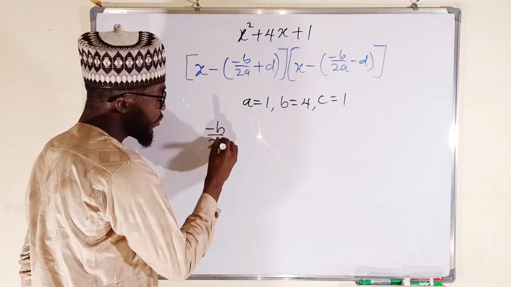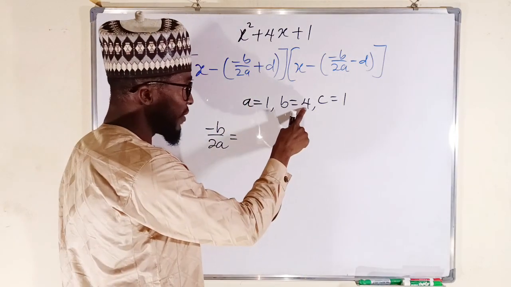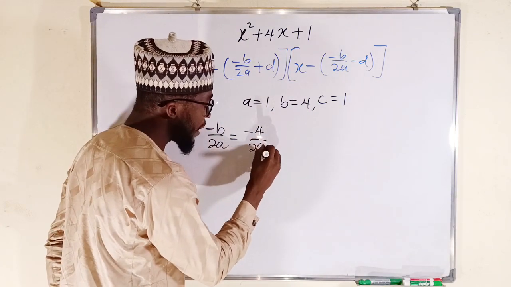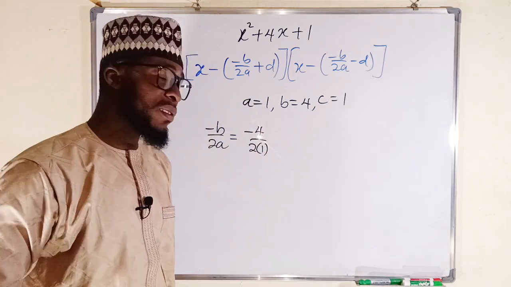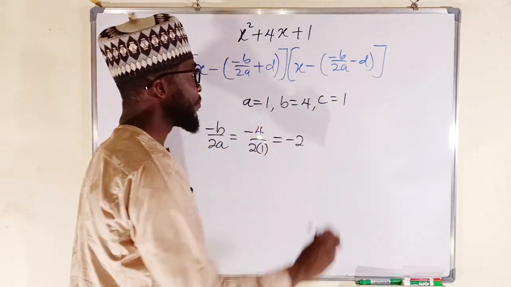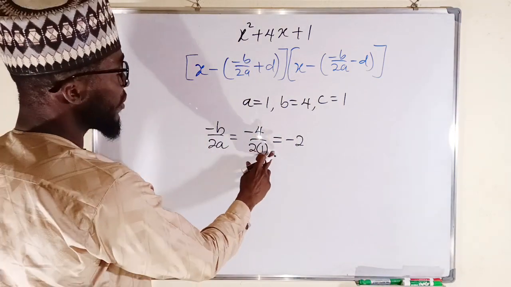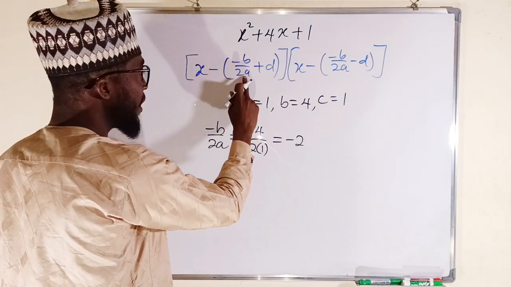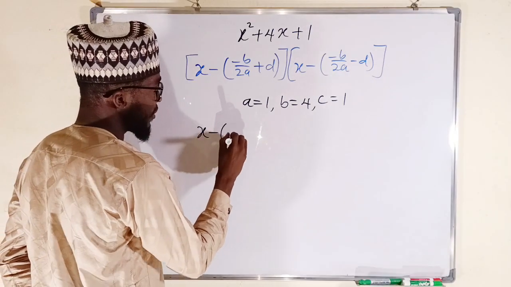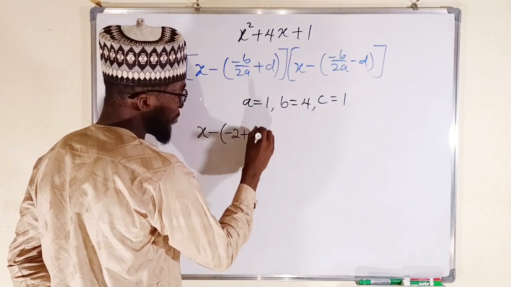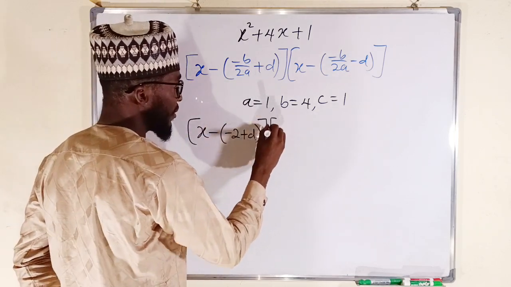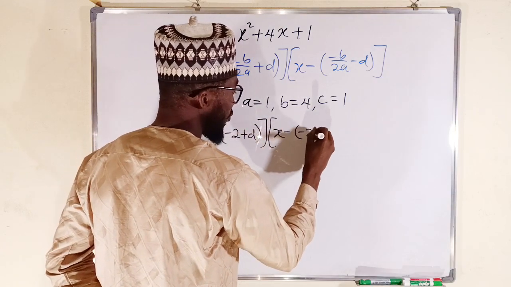Minus b divided by 2a. b is this, 4, right? So we have minus 4 because of this minus, divided by 2 multiplied by a, and a is 1. So this is the same thing as negative 4 divided by 2, which is what? Negative 2. Therefore, we can substitute minus b divided by 2a as minus 2. So this becomes x minus 2 plus d, because we have seen that this is minus 2. Then the other one becomes x minus 2 minus d.